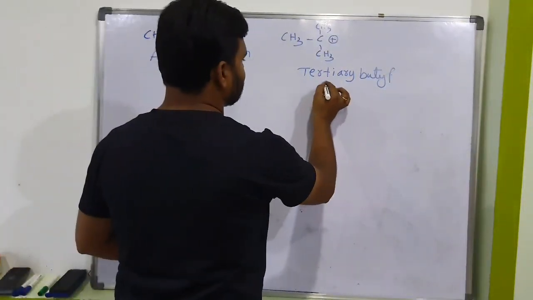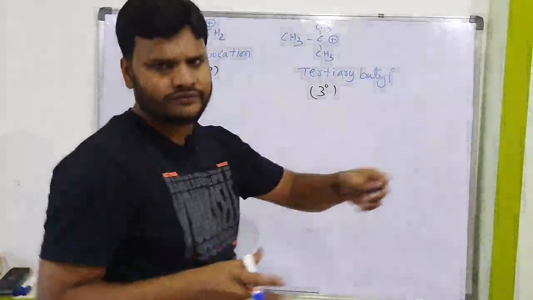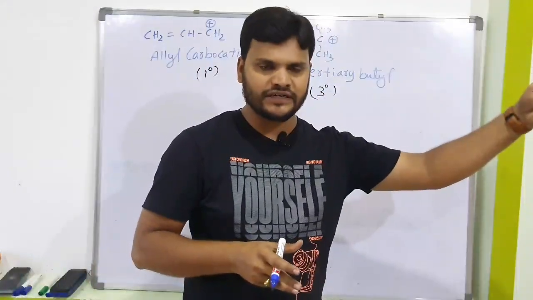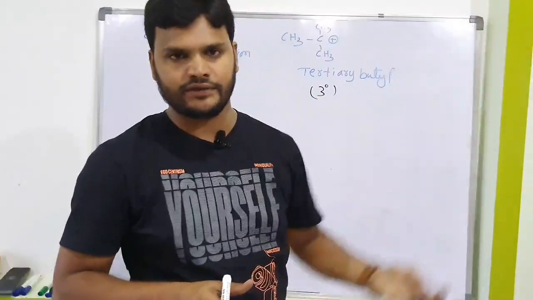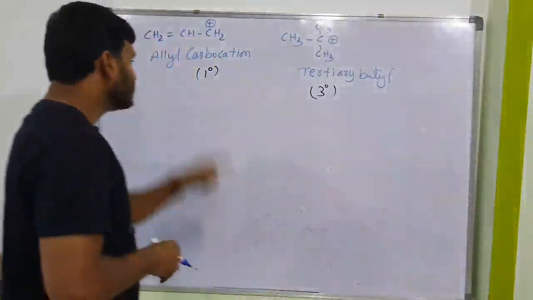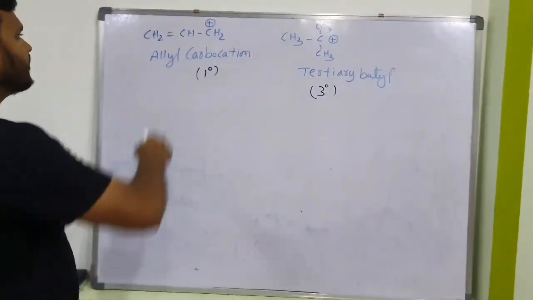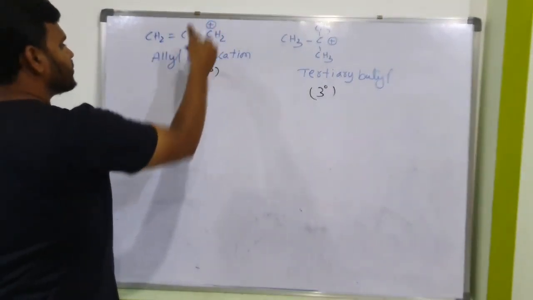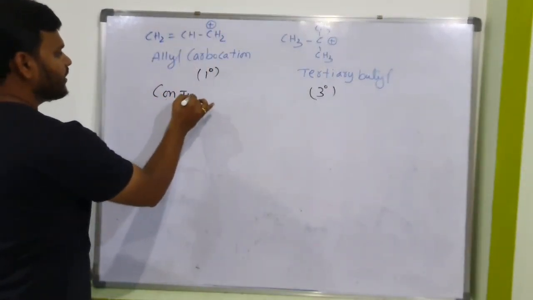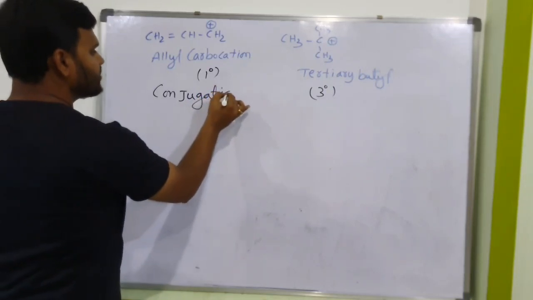This is a tertiary carbocation, I do accept. Actually, when it comes to the order, that indicates tertiary, secondary, primary, methyl. But here one logic is there: this one undergoes resonance. Why? Because of the double bond, single bond, positive charge, conjugation is possible here. Conjugation is nothing but resonance.